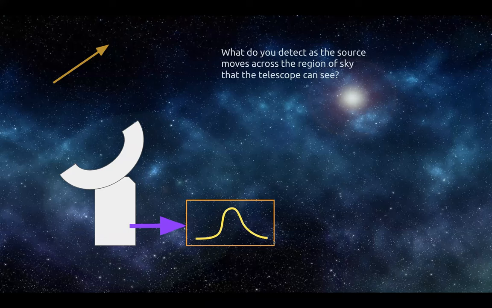And then the radio star moves across the beam of the telescope. And what do we get? We get a response like this, right? As the star moves in to where the radio telescope can see, the response goes up. And then when it moves out, the response goes down. Hopefully everyone can follow along with what's going on here. It's very, very simple, at least I like to think so.